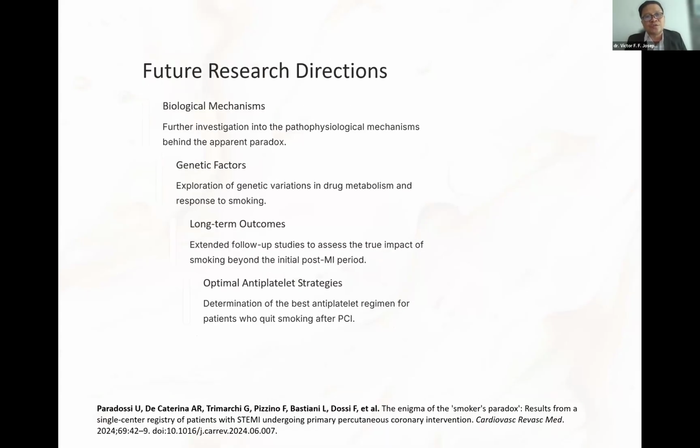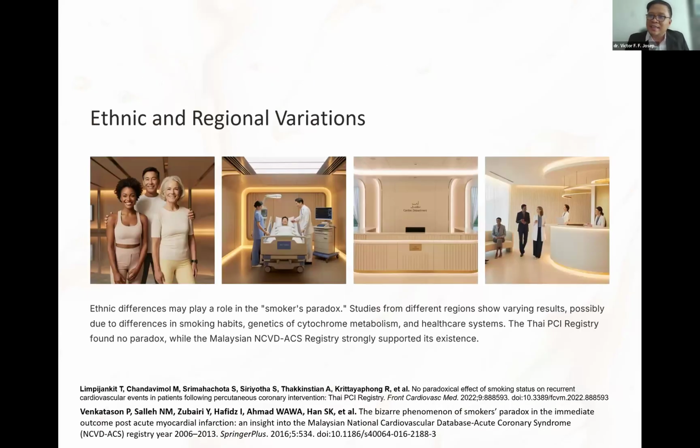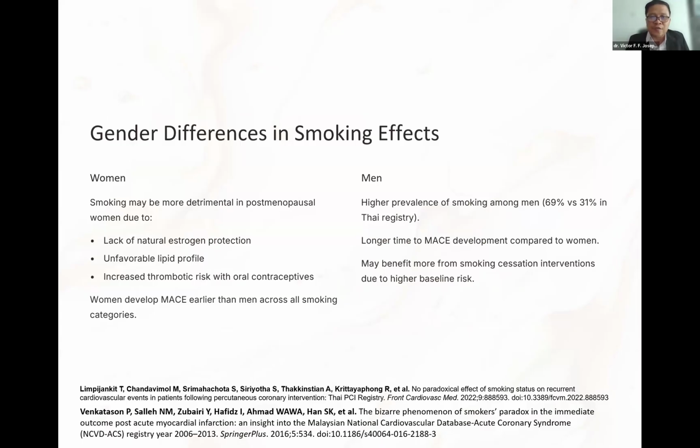Sure, there is a need for future research directions on the biological mechanism, genetic factors, long-term outcomes, and optimal antiplatelet strategies. Never forget about ethnic and regional variations. Ethnic differences may play a role in the smokers' paradox. Studies from different regions show varying results: genetics of cytochrome metabolism, healthcare system. Then we look at the Thai PCI registry, which found no paradox, while the Malaysia and CVD-ACS registries strongly support its existence. Gender differences in smoking effects: higher prevalence of smoking among men, and longer time to MACE development compared to women.